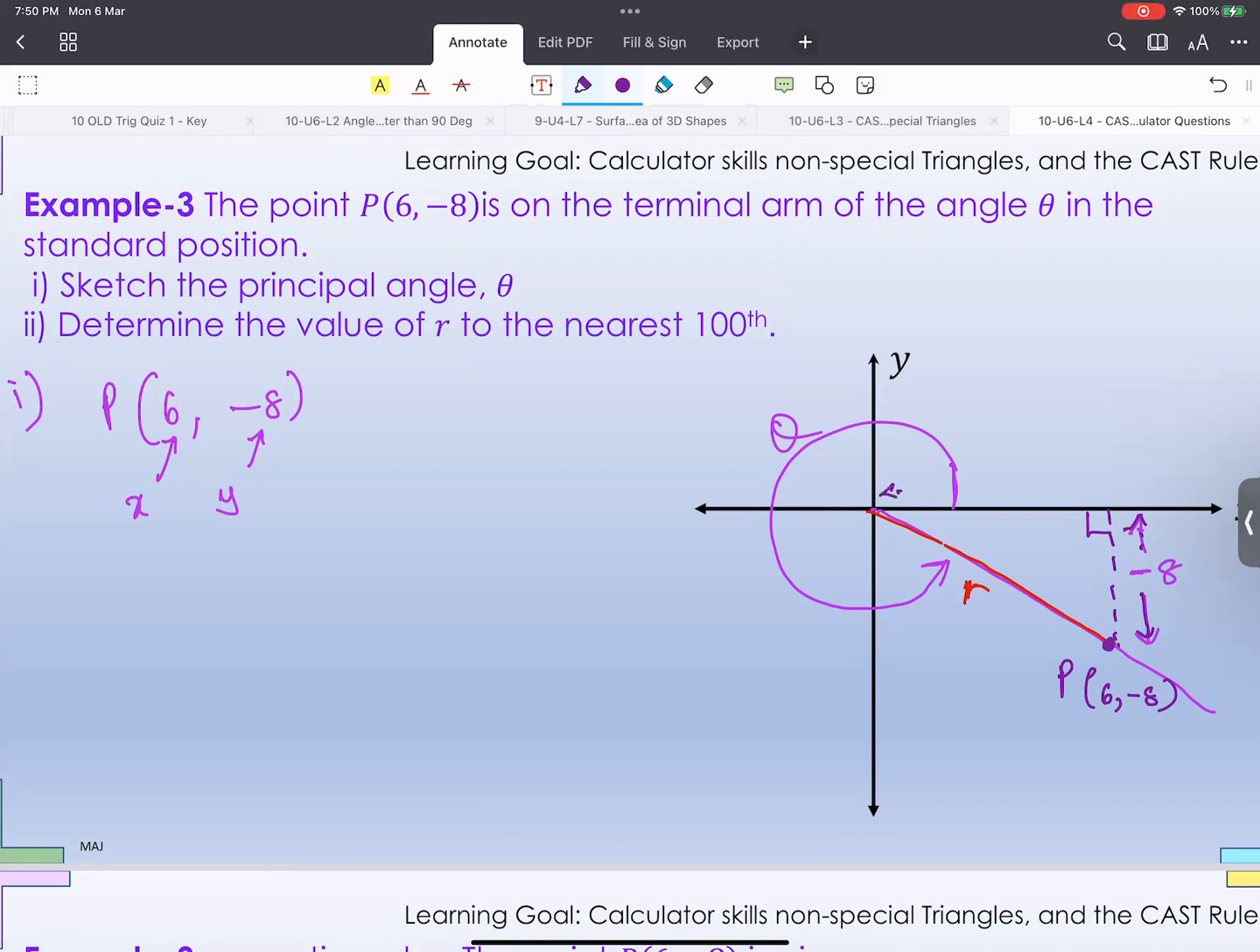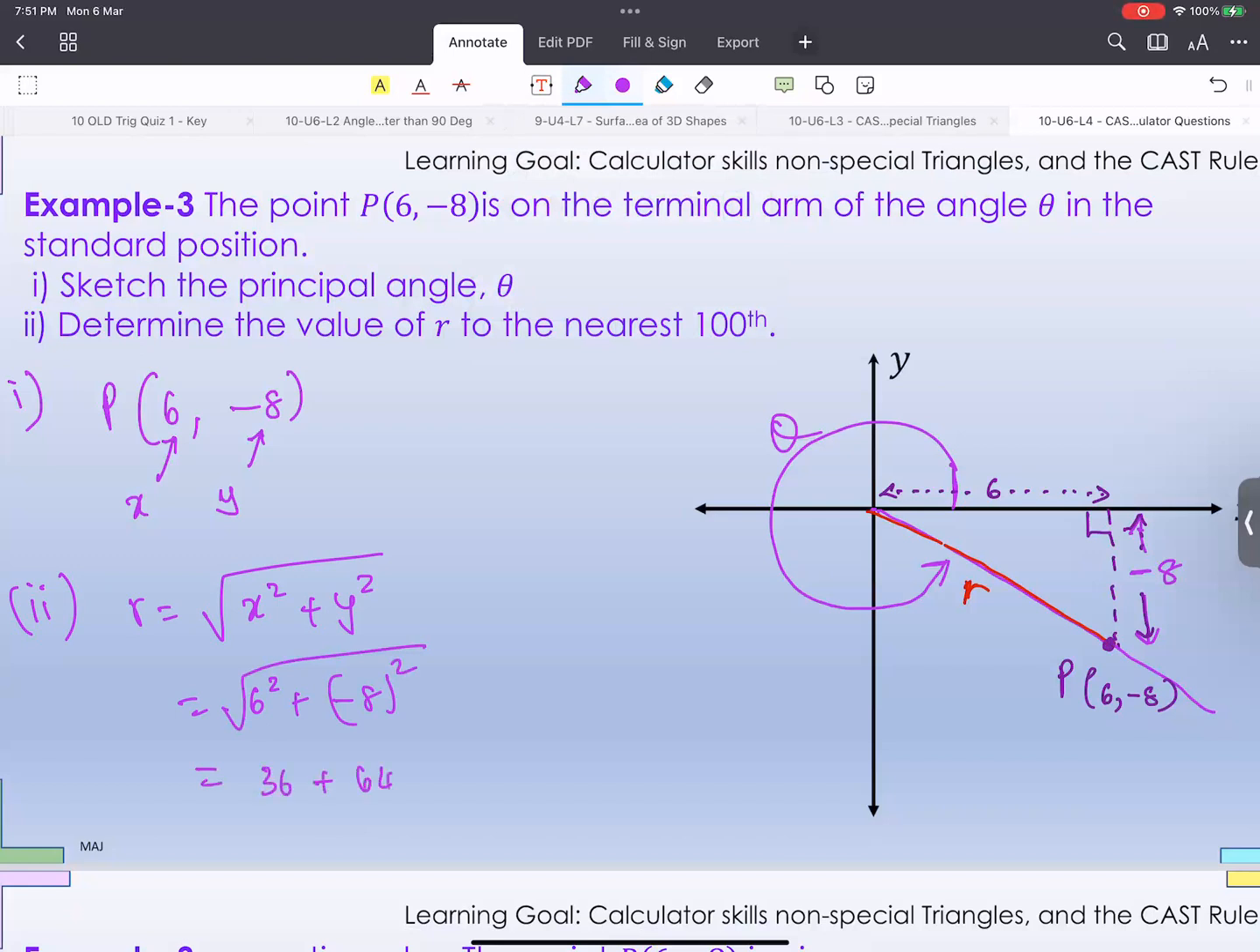So this is 6, and the other is -8. Determine the value of r to the nearest hundredth. Same story, Pythagoras theorem. 6 squared plus negative 8 squared, 36 plus 64. I believe that is root of 100, which is 10, to the nearest hundredth.